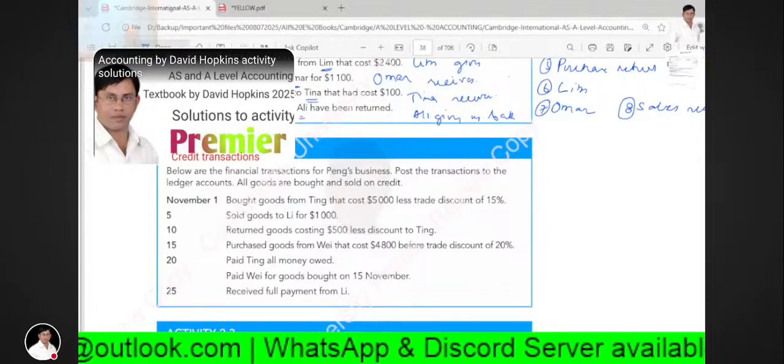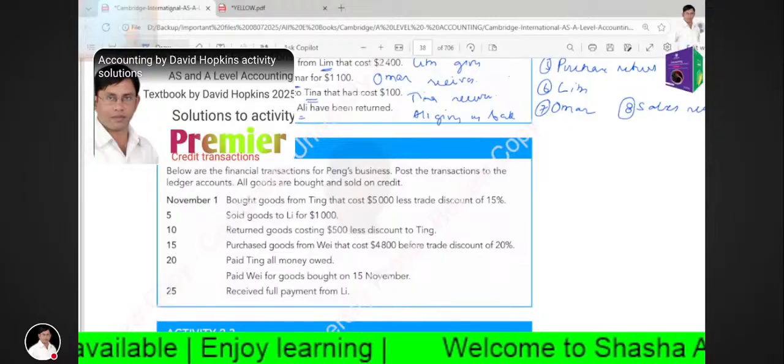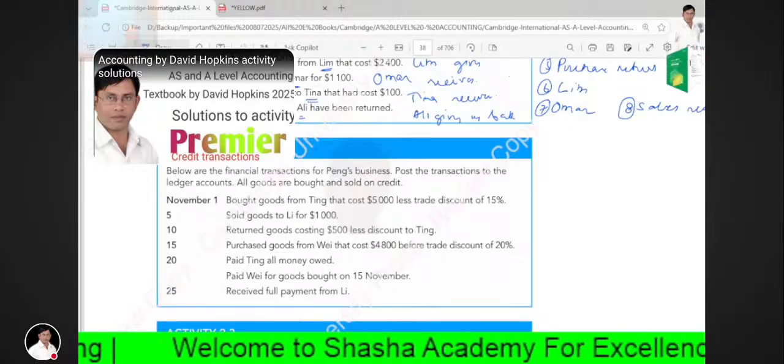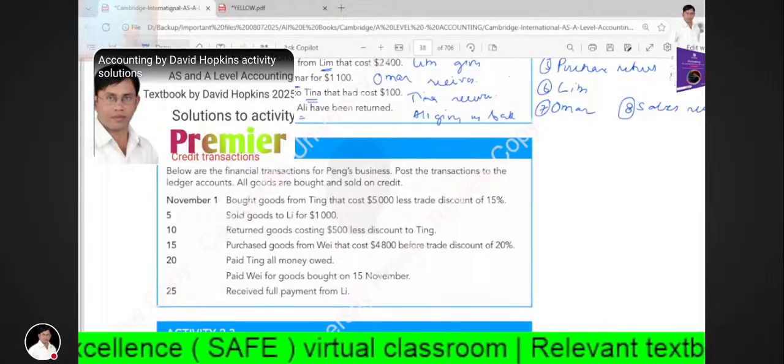So what you can do, you can try working out this question on your own. And in the next class, you can cross check with the solution. We will discuss this again in the next class. So till then, have a good day.